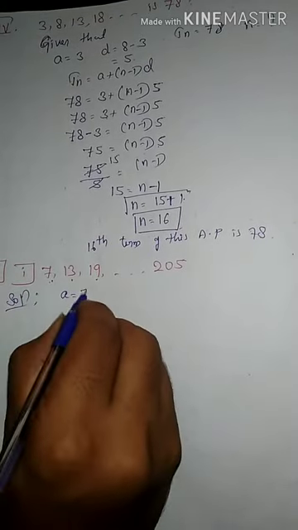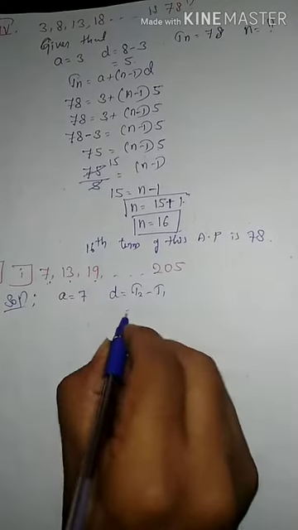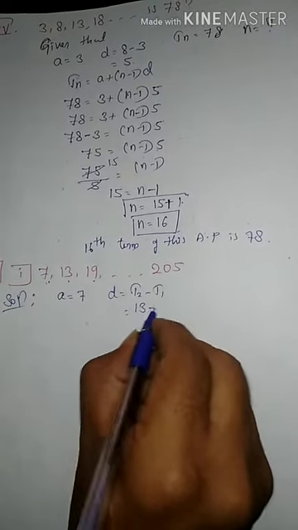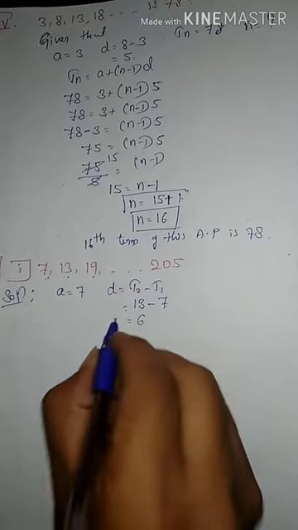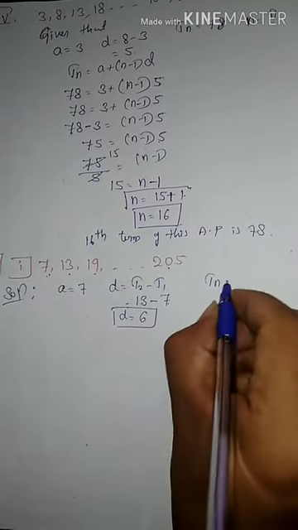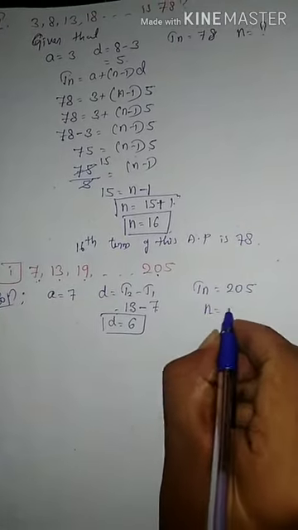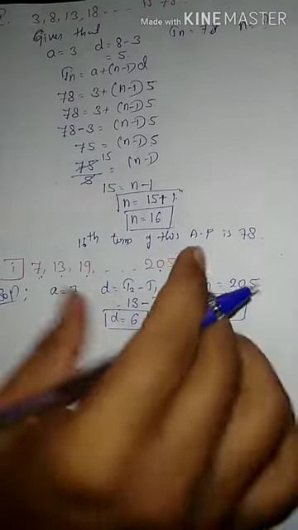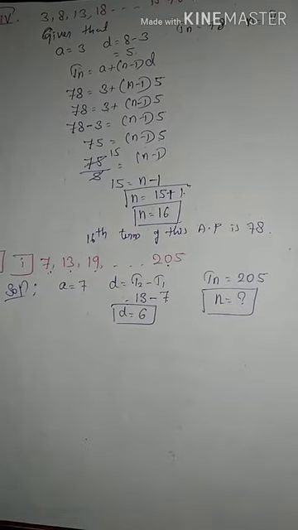A is equal to 7, D is equal to T2 minus T1. So T2 is 13 minus T1 is 7. So 13 minus 7 is 6. So D is equal to 6. And the last term is given, Tn is equal to 205. We have to find the value of n. How many terms are there in this AP? Find the value of n.